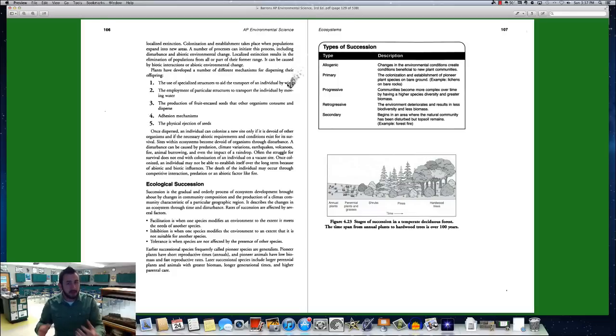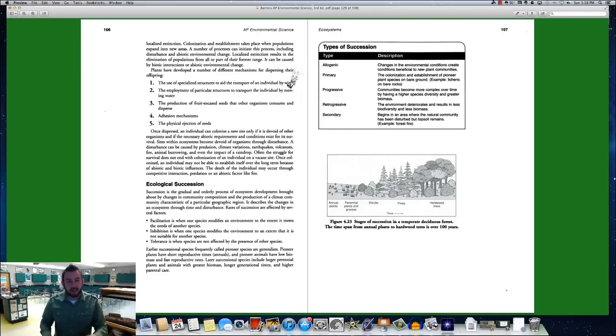For instance, the coconut floats, so it can be transported by water further away and doesn't sink to the bottom depths. Number 3, the production of fruit-encased seeds that other organisms consume and disperse, like an apple that would be eaten by a deer, and then as it defecates, it moves the seeds from point A to point B.